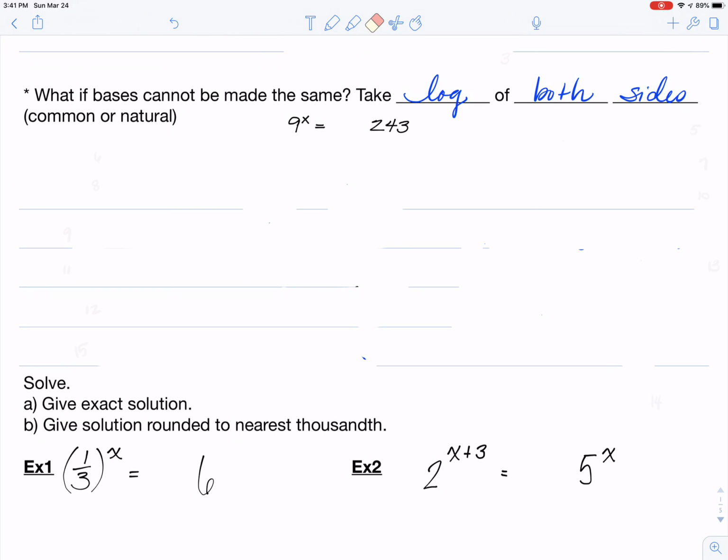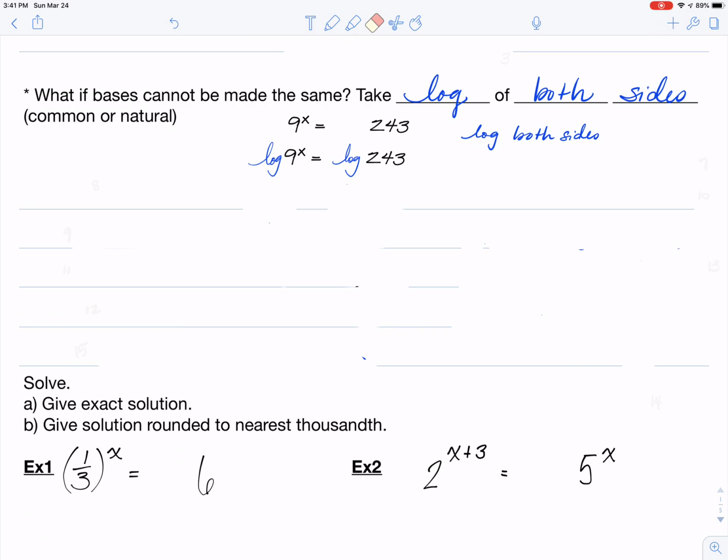So I'm going to take this same question that you've already answered. So you already know what the answer is to this question. 9 raised to the x power is equal to 243. And we're going to log both sides. Now, you can choose, in this particular case, I chose the common log, but you can also choose the natural log.